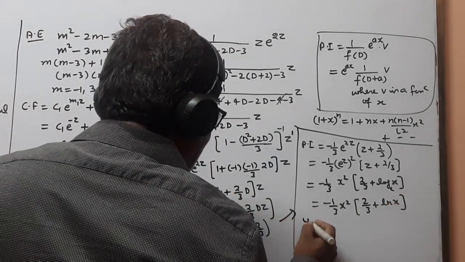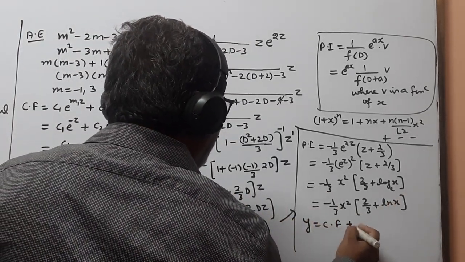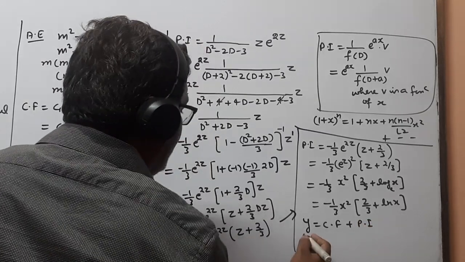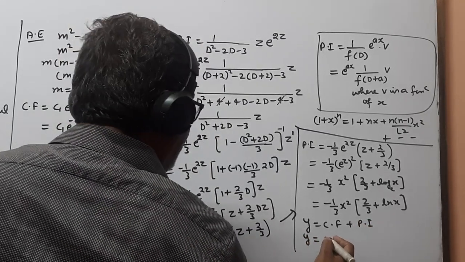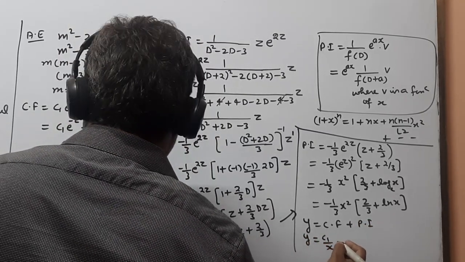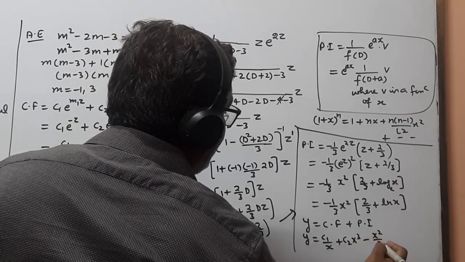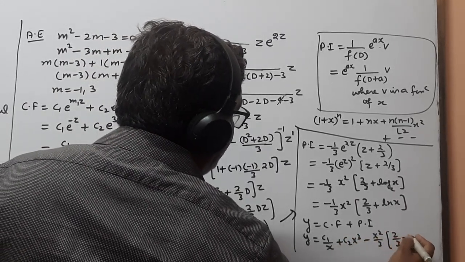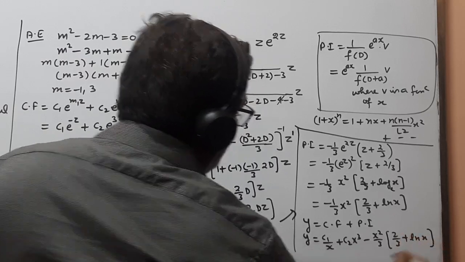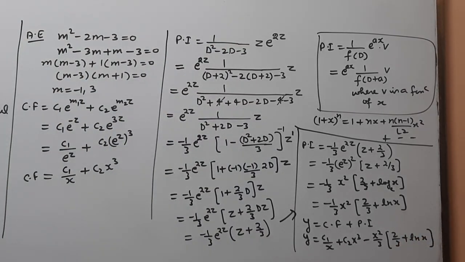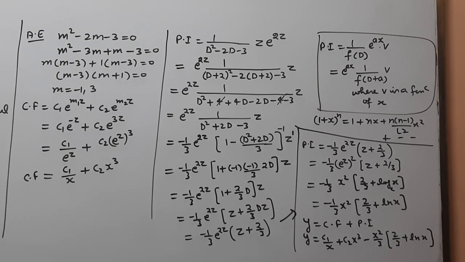Now the solution is y equal to complementary function plus particular integral. So the complementary function is c1 divided by x plus c2 x cube, minus x square by 3 times (2 by 3 plus ln x). So this is the general solution of the given homogeneous linear differential equation. Thank you.